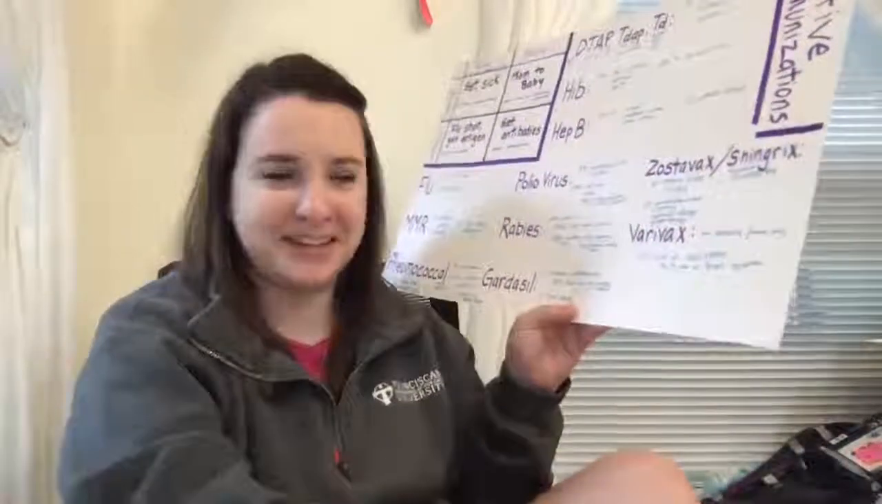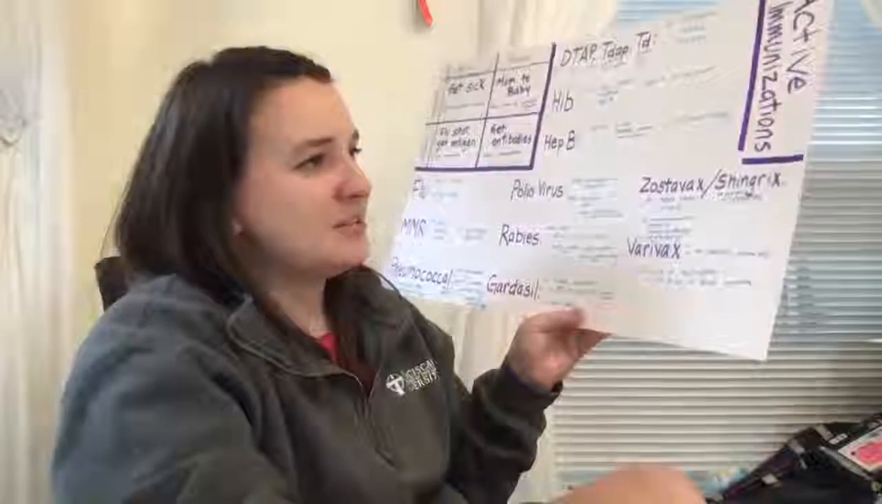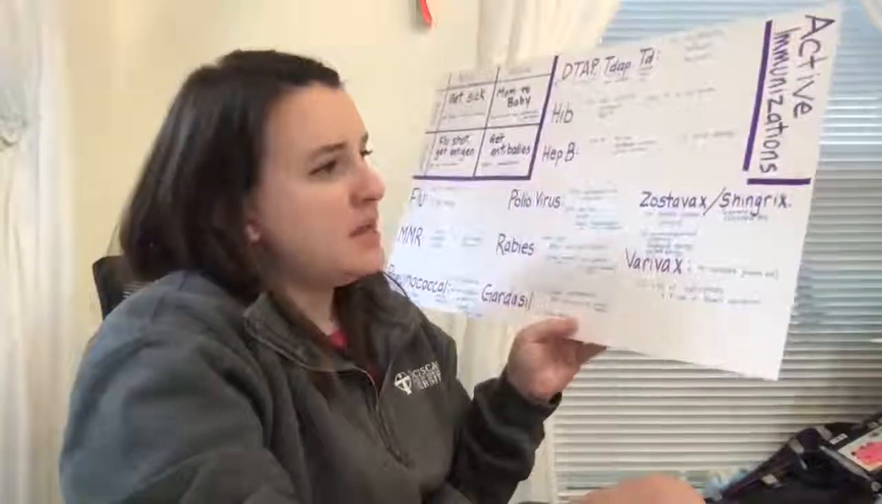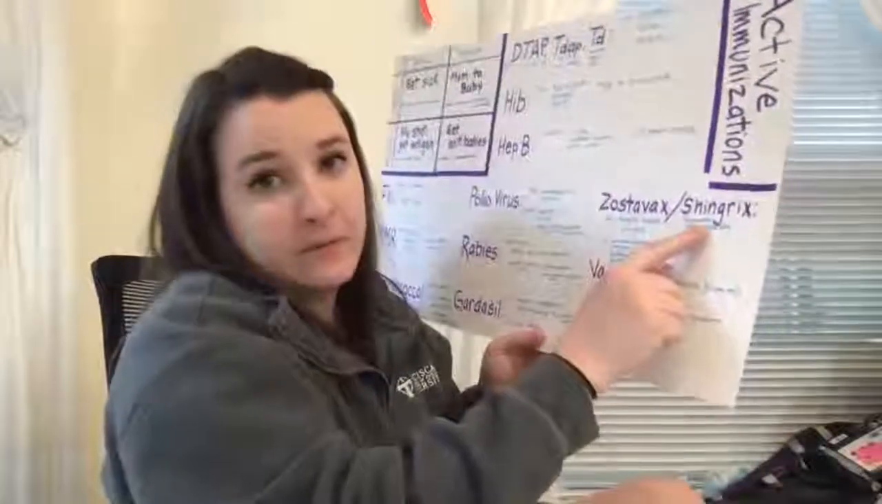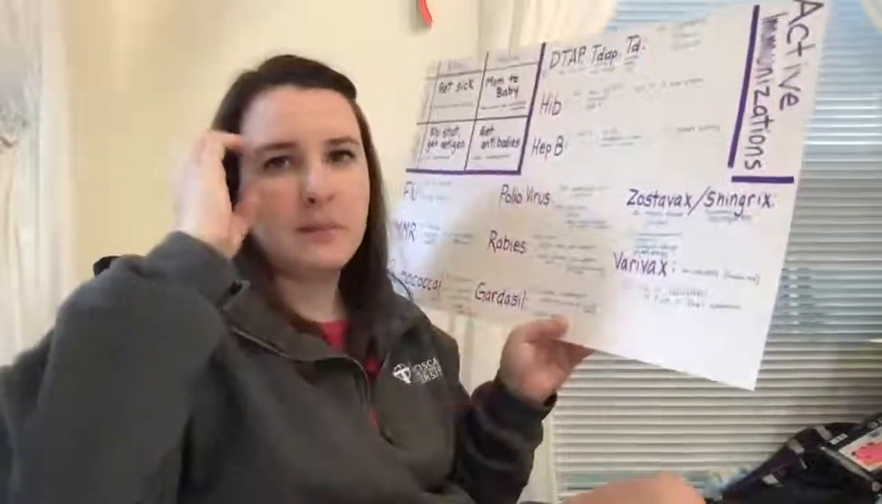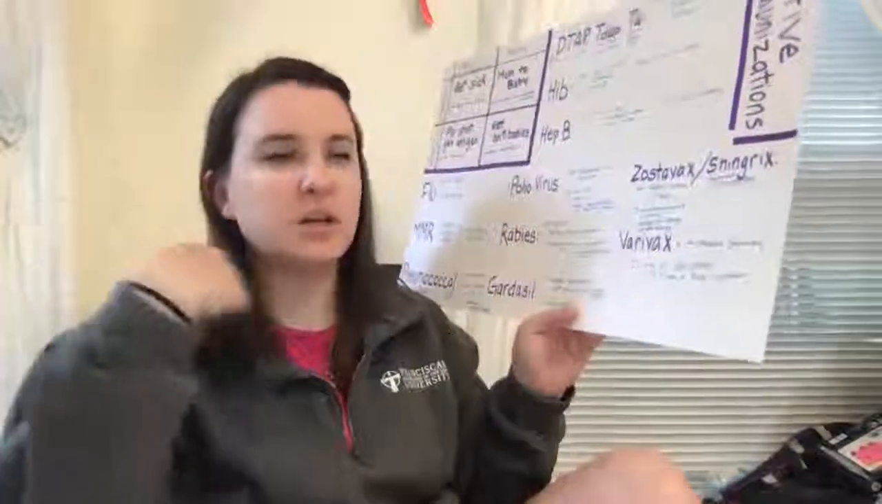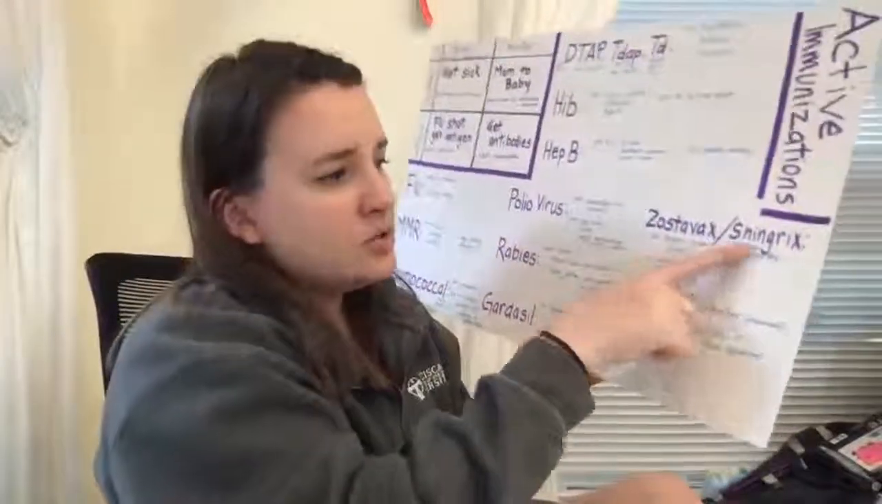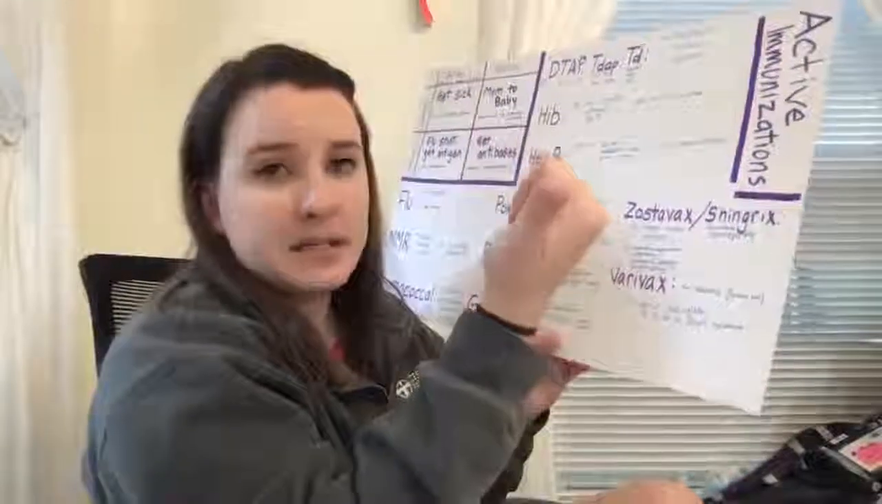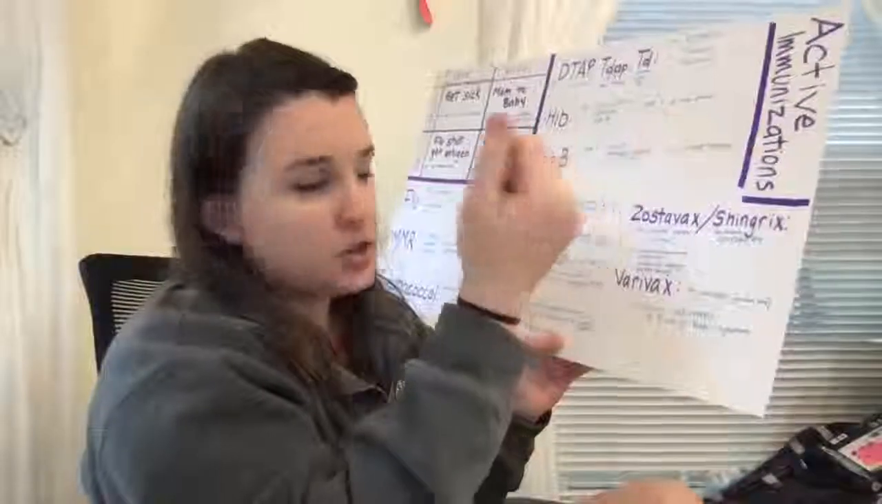Such a sunny topic. Okay, Zostavax or Shingrix. This is for herpes zoster, which is for shingles. And Shingrix specifically can prevent neuropathy. So that nerve pain with a patient who has shingles, this drug can help prevent that. It is contraindicated in patients who are immunocompromised, who are pregnant, who have a neomycin allergy or a gelatin allergy.